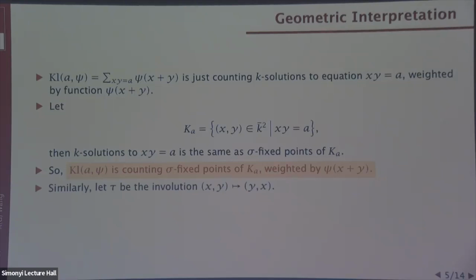And similarly, we have tau, the involution sending (x, y) to (y, x), and the twisted Kloosterman sum can be interpreted as a similar point counting problem, but the sigma action is composed with tau, so it's a different action. They differ by tau. Okay, keep this in mind.